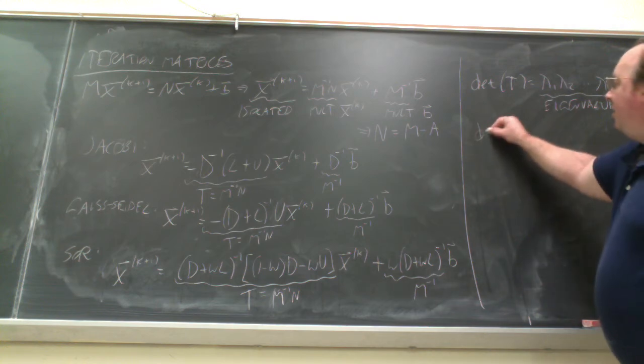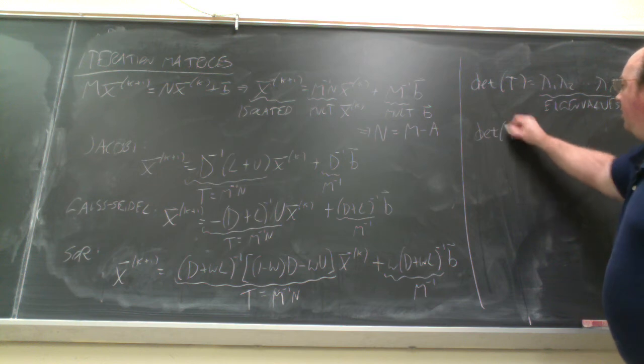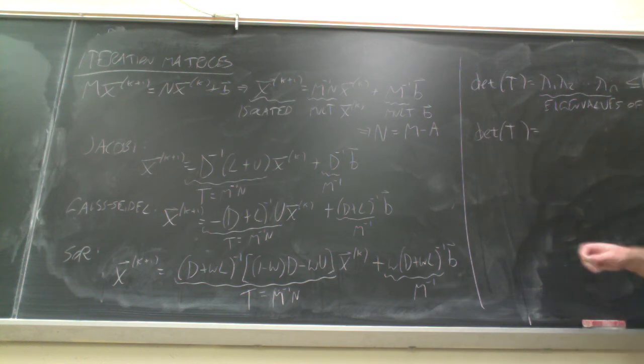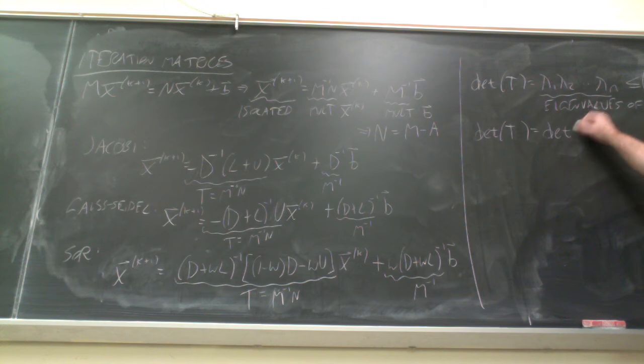The determinant of a product is equal to the product of the determinants. So it's equal to the determinant of D plus omega L times the determinant of 1 minus omega D plus, oh wait, that's an inverse. I forgot the inverse from over there. The determinant of the inverse is the inverse of the determinant. In other words, they're reciprocal.